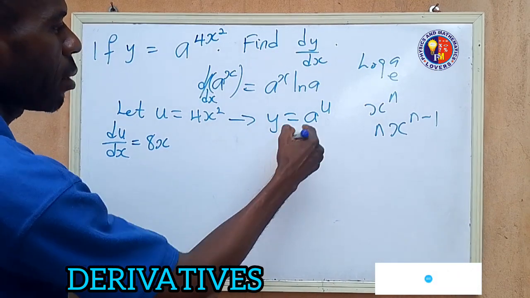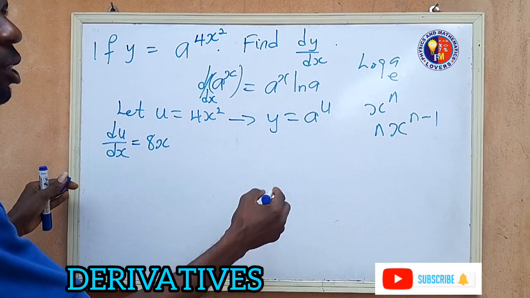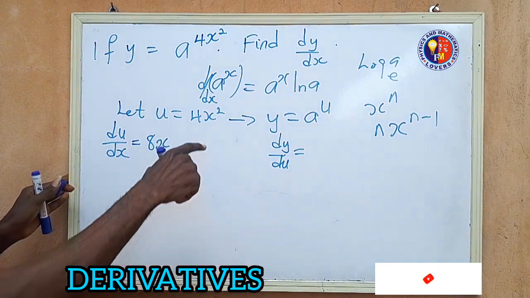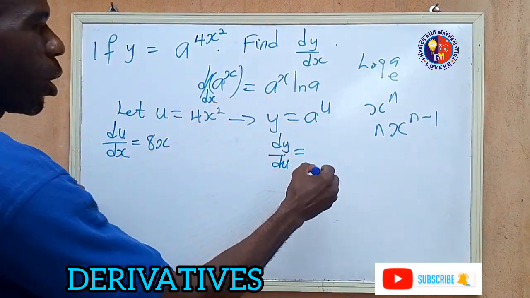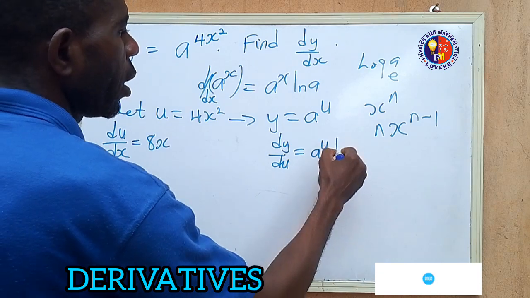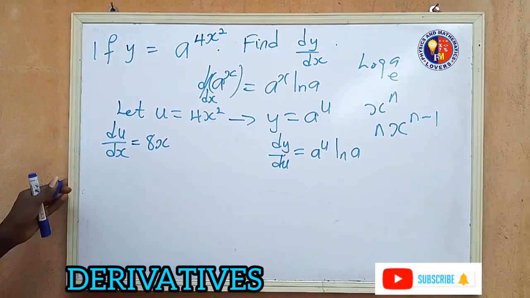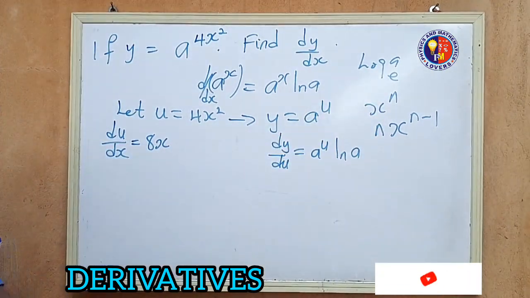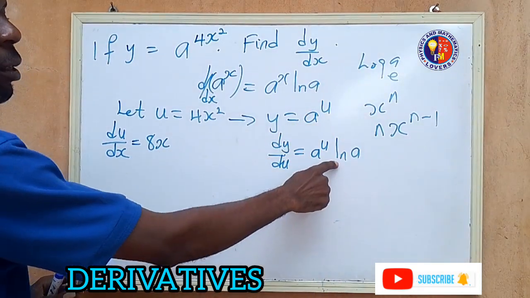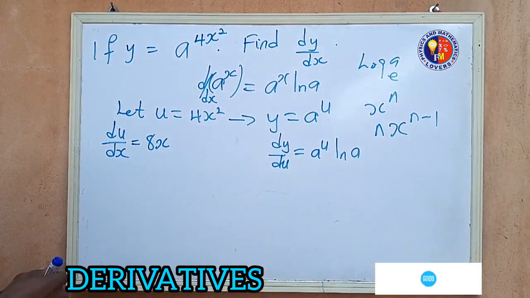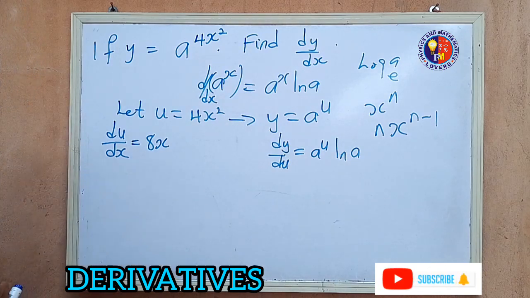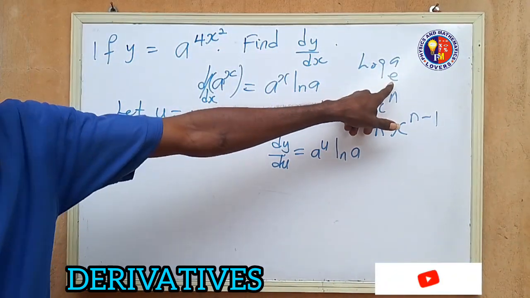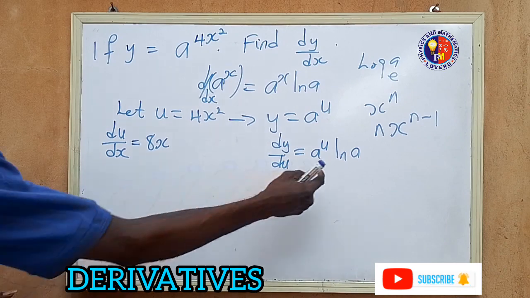Then let us differentiate y with respect to u. It's going to give me the standard derivative, which is a raised to the power u, then ln a. If you don't want to put it this way, you can put it the other way. No problem, nobody will penalize you, you are referring to the same thing. ln means natural log, that is log to base e.